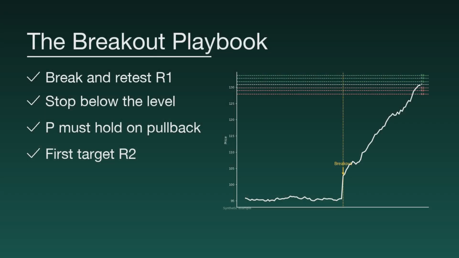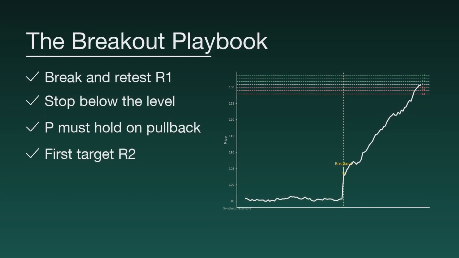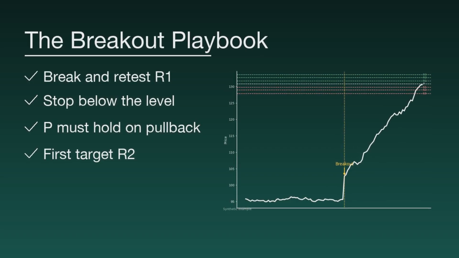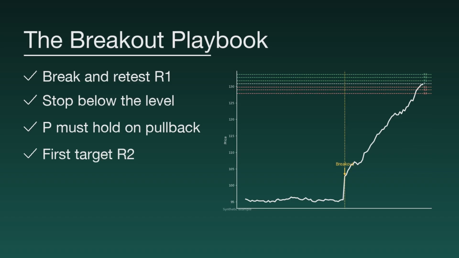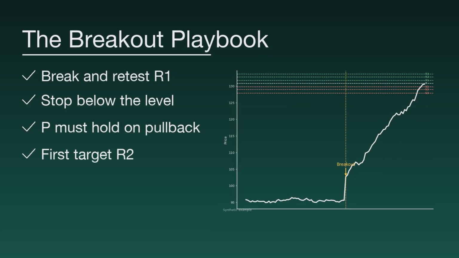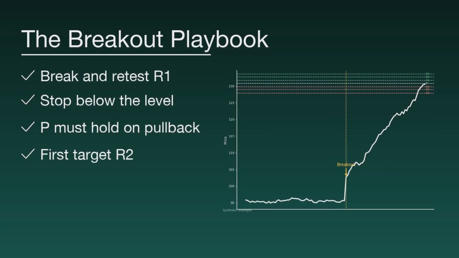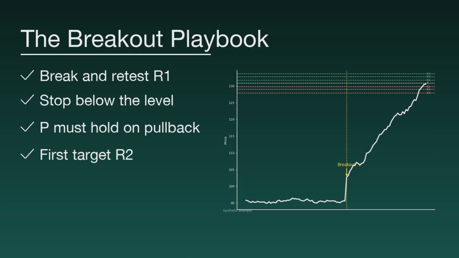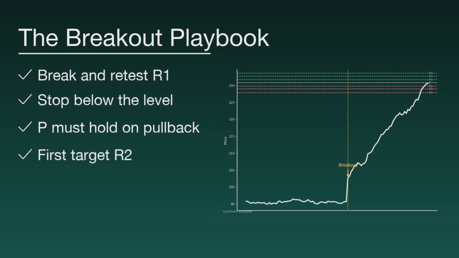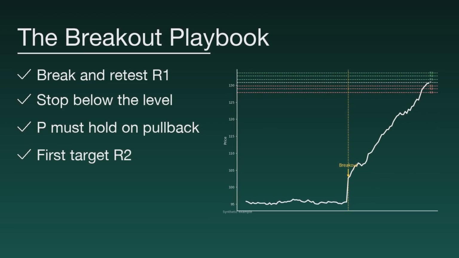Trend days behave differently. A clean break and hold above R1, especially on expanding volume, often runs to R2 and sometimes R3. The entry is the retest of R1 from above. The stop is below it. The first target is R2. The tell that you're in a trend day rather than a range day is simple. P holds as support on the first pullback. If price slices back through P, abandon the breakout thesis immediately.